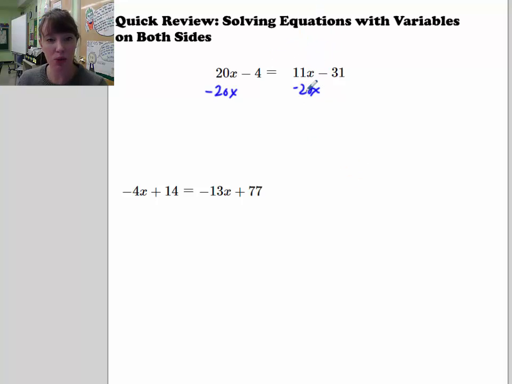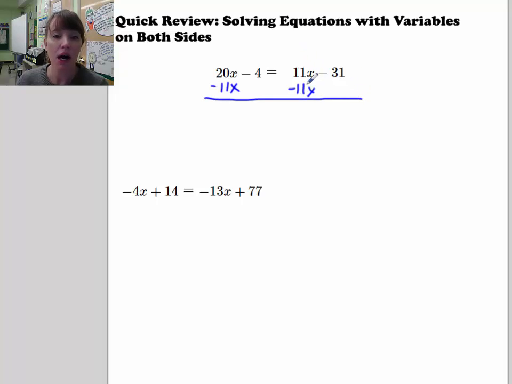Now, if I subtract the 20x from both sides, which is totally fine, I'd get a negative 9x here, which is fine, again. If I subtracted 11x from both sides, I get a positive 9x on the left side. I always like to try to keep my numbers positive, so I like to take the smaller amount of x's and subtract them from both sides. It's just more strategic that way.